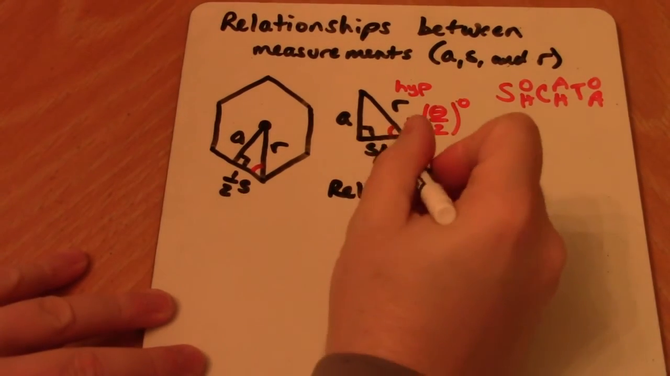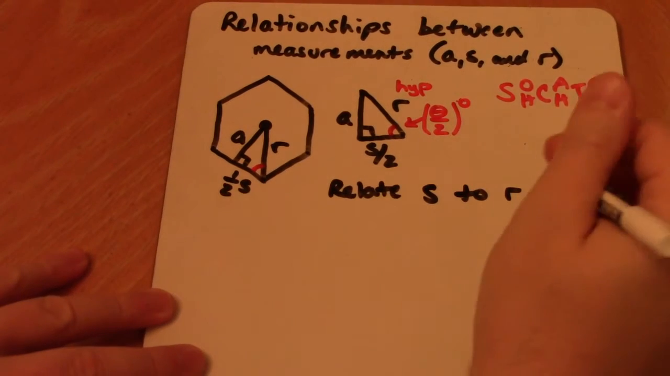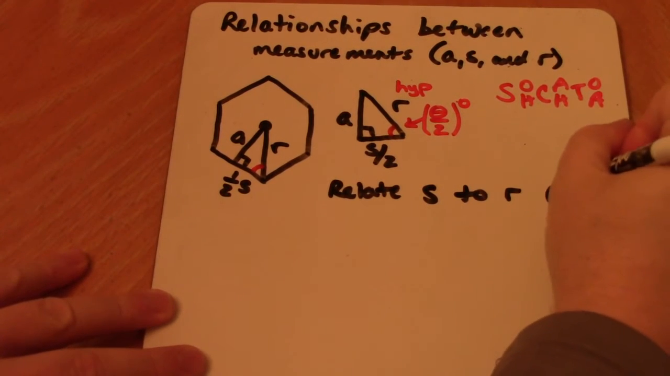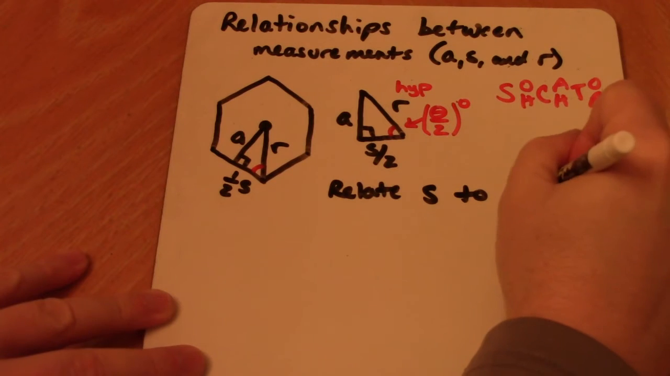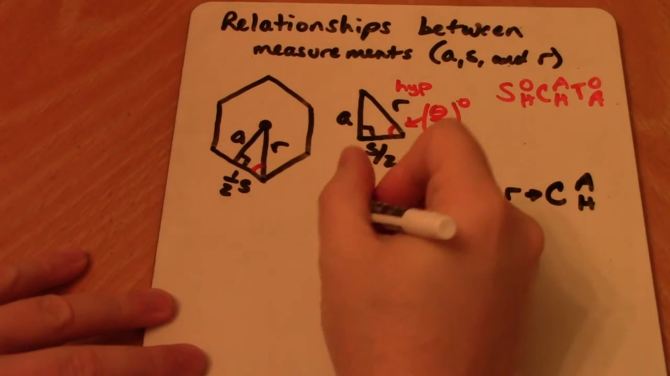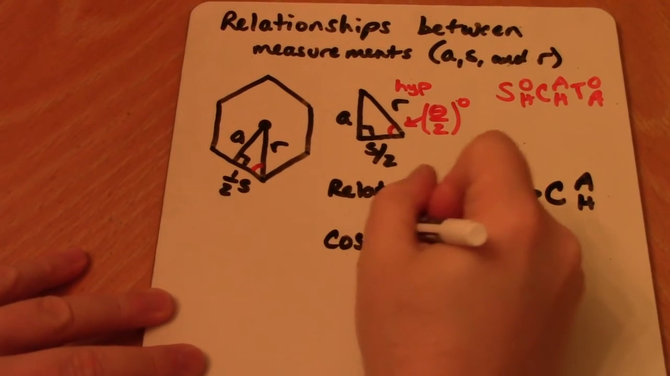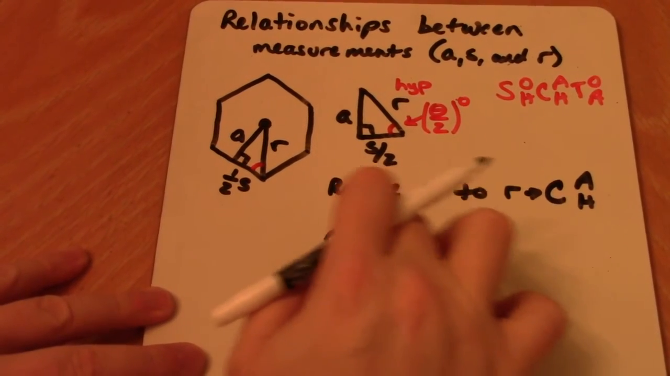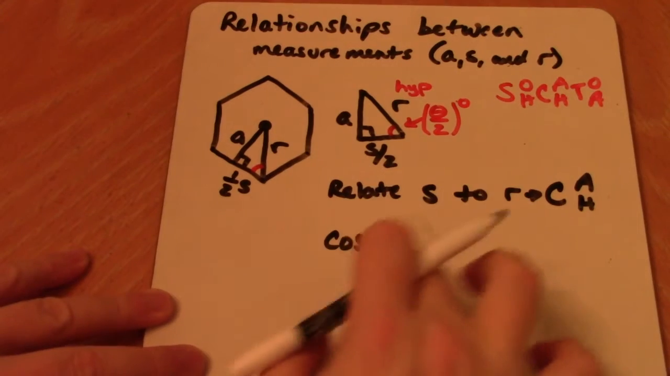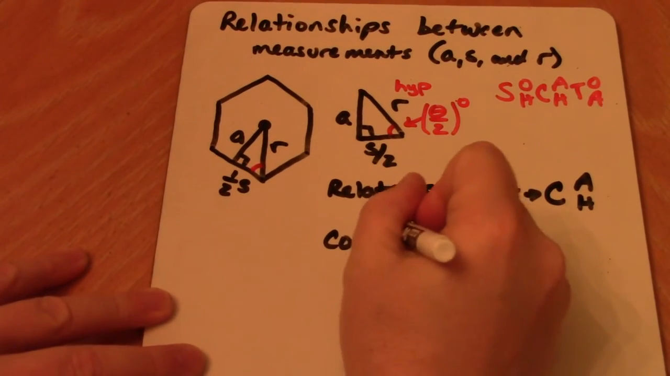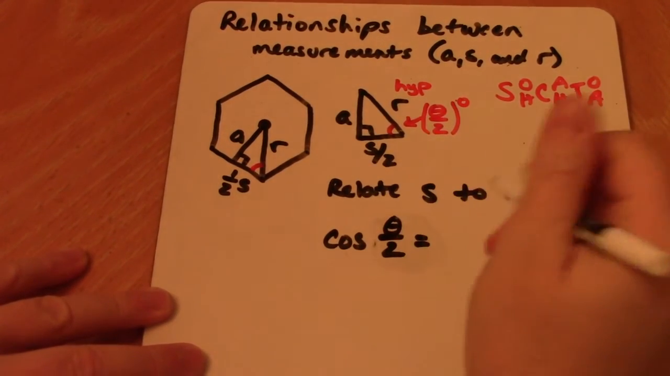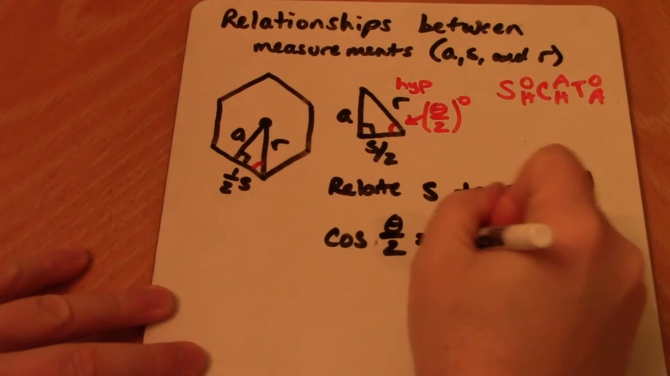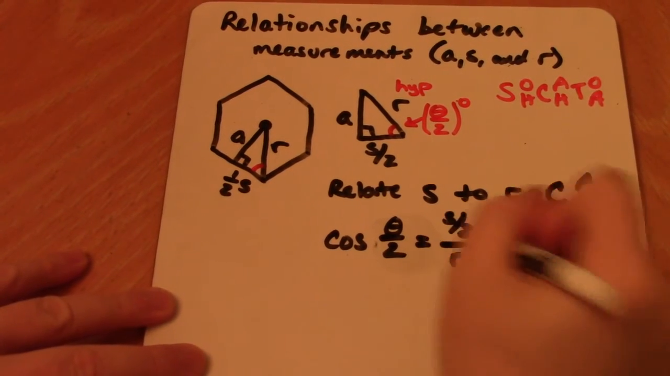To do that, we would need to use those two sides of the triangle, which would be the adjacent and the hypotenuse. So we're going to use our cosine to do that. We would say that the cosine of theta over 2 degrees is equal to adjacent, which is S over 2, over the hypotenuse, R.